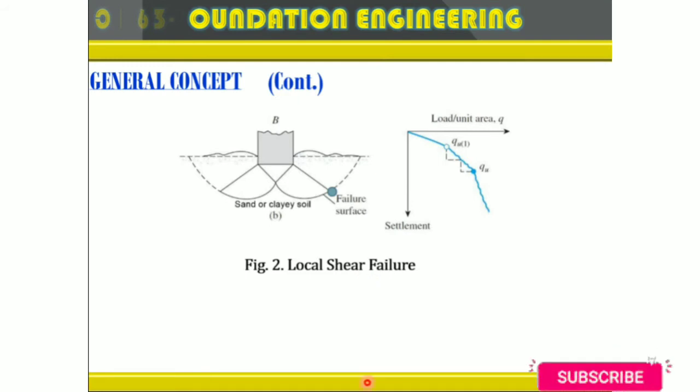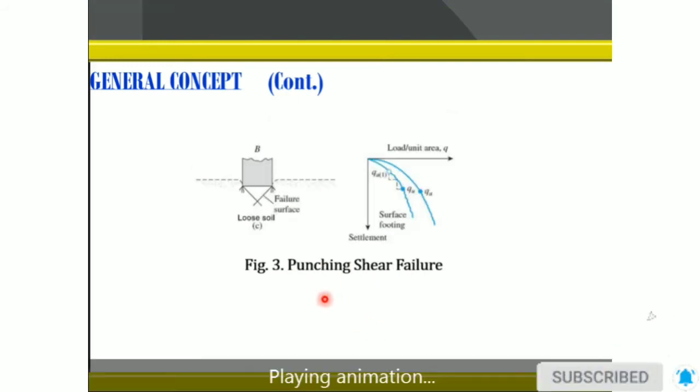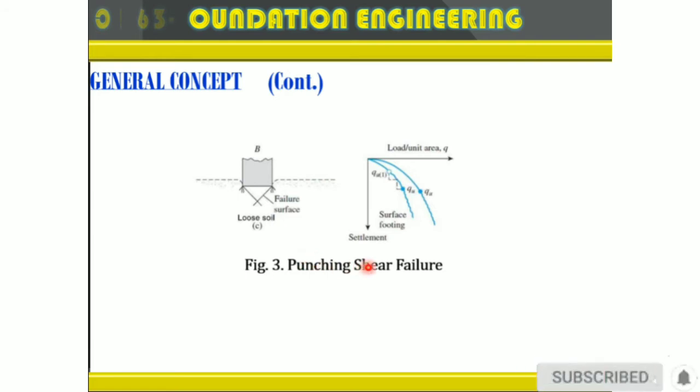So proceeding now with our next slide, we have the punching shear failure. Okay. So as you can see, if the foundation is supported by this fairly loose soil, as you can see in the figure, the load settlement plot will be like this for this punching shear failure. So in this case, the failure surface, as denoted by this one, in this soil will not extend to the ground surface. It is only up to here, okay.